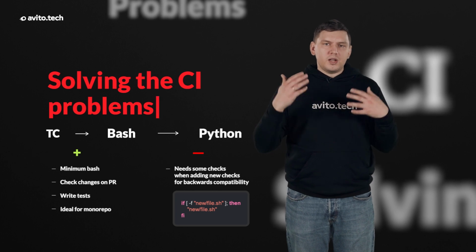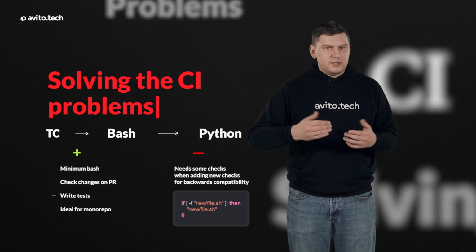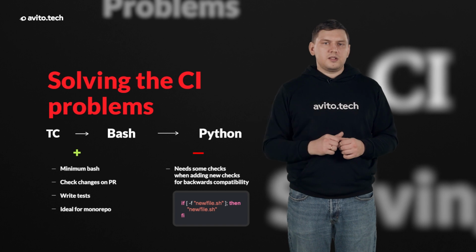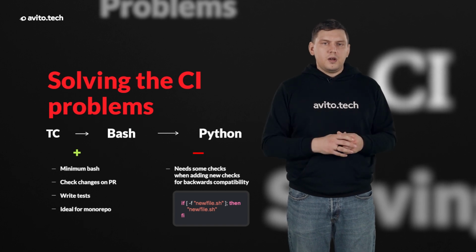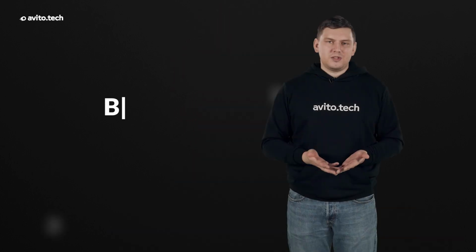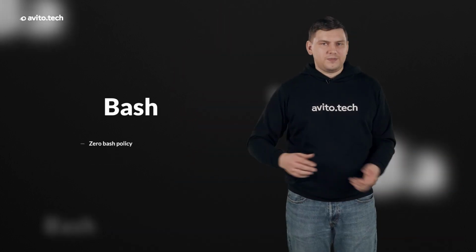If you need to add a new check, you have to put in if statements to support any historical build. Without them, those builds will break. We developed some good bash manners for ourselves as well. First of all, we introduced a zero bash policy, which disallows us to write any new bash code.